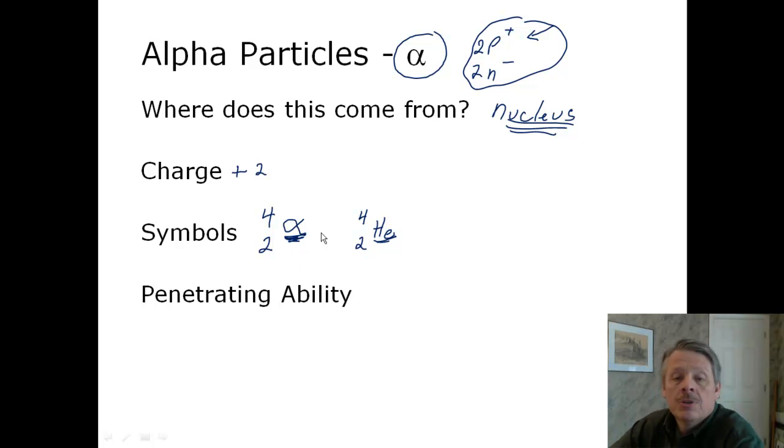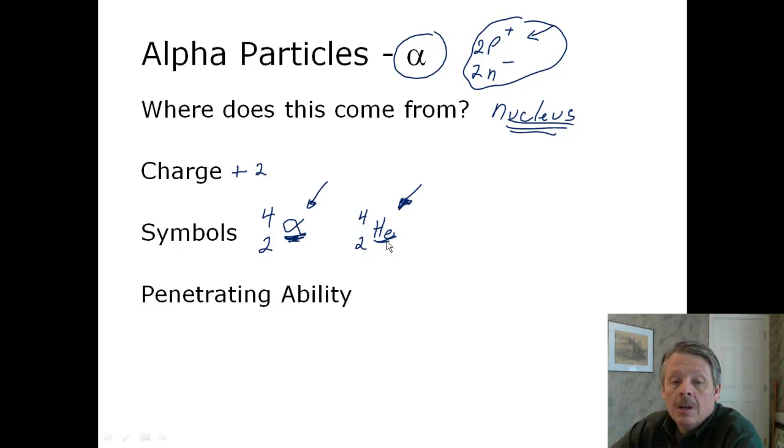Well, when we are doing nuclear equations, we might actually write it this way. Normally, the most proper way is to write it as an alpha particle, but some people will write it as 4 and 2 helium, right? Now, when you do that, you just have to remember that there are no electrons with it.